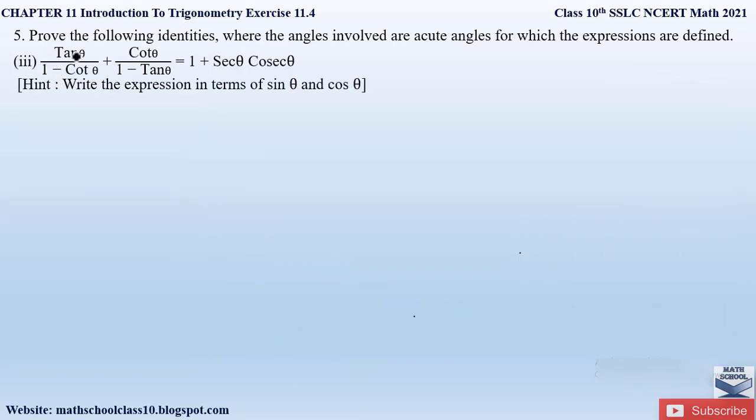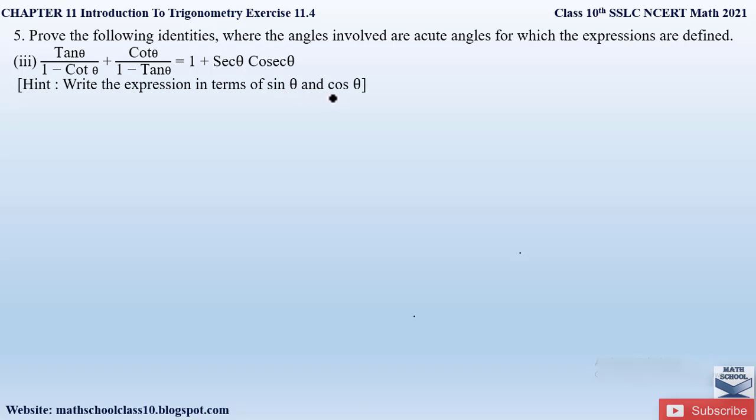Part 3 from question number 5 says tan theta by 1 minus cot theta plus cot theta by 1 minus tan theta is equal to 1 plus secant theta into cosecant theta. So we have to prove the left hand side as equal to right hand side. They have also given us a hint here, write the expression in terms of sin theta and cos theta. So to solve this left hand side, let us express tan theta and cot theta in terms of sin and cos, right?